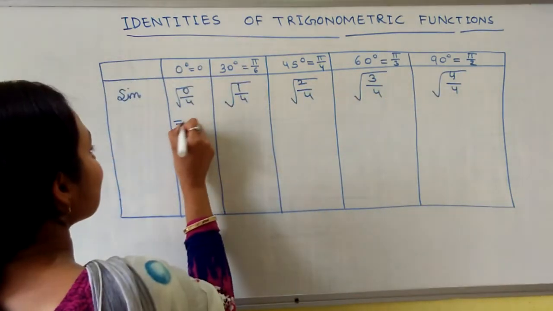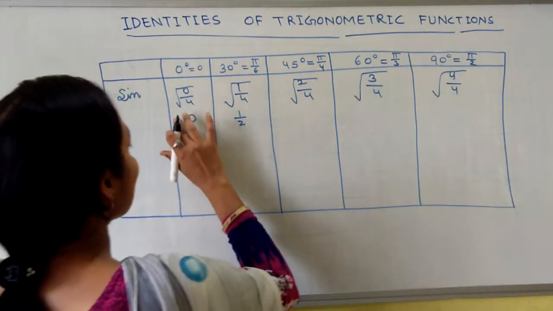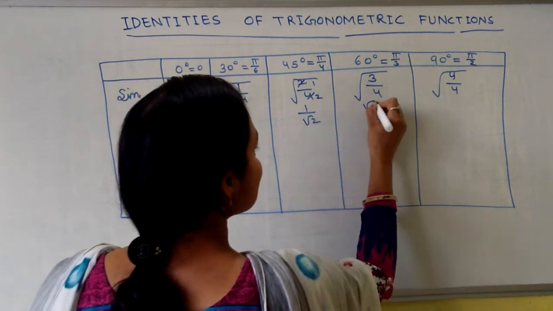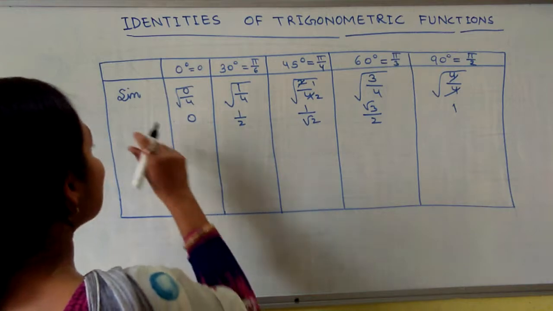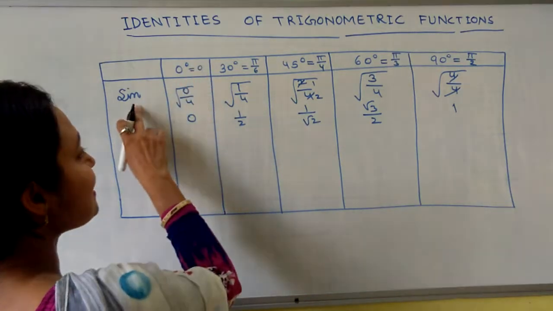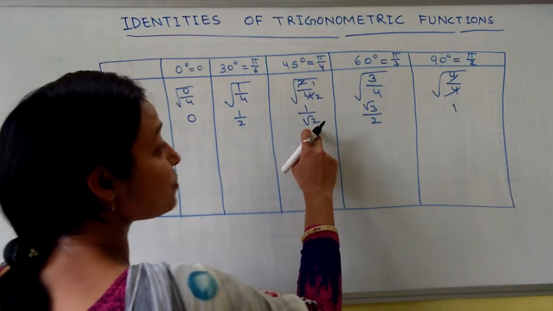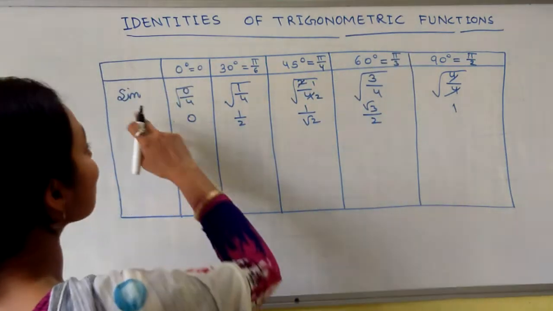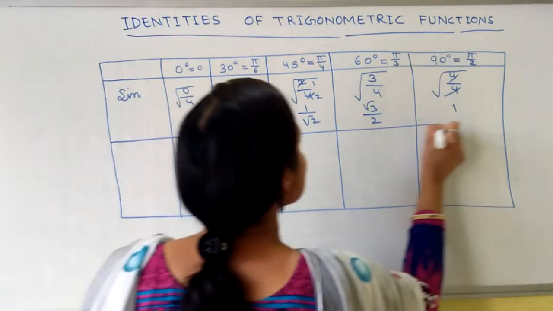When you take it, it equals 0. When you take it, it equals 1 by 2. Or 1, after cancellation there is 1 by root 2. After cancellation, root 3 by 2. And full and full will cancel, we have 1. That means sine 0 equals 0. Sine pi by 6 equals 1 by 2. Sine pi by 4 equals 1 by root 2. Sine pi by 3 equals root 3 by 2. And sine 90 equals 1. So this is the table for sine.